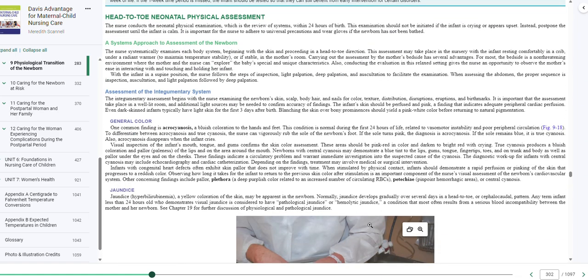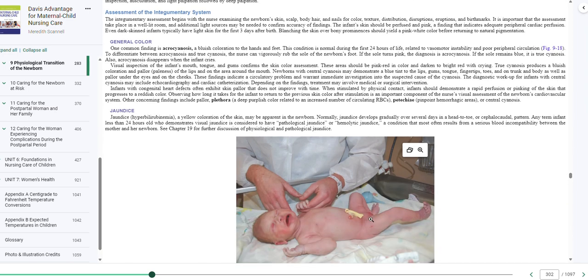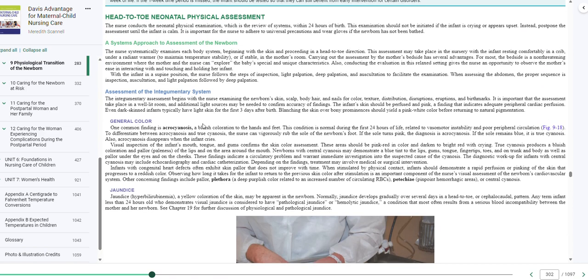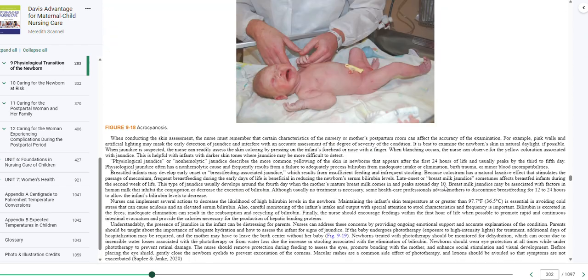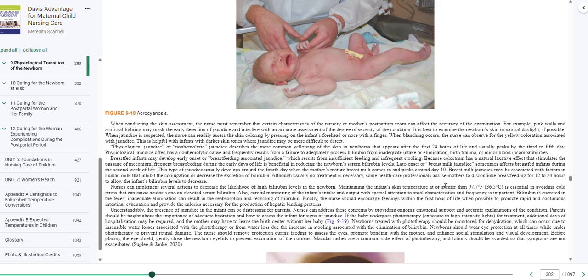All right, let's look at page 303. This is talking about the head-to-toe assessment, the integumentary system, the different general colors, jaundice. We've talked about all of this, right? Plethora is a deep purplish color, related to an increased number of RBCs that break down under the skin. And then you have petechiae, which are pinpoint hemorrhagic areas on the skin. Just to be familiar with those terms.